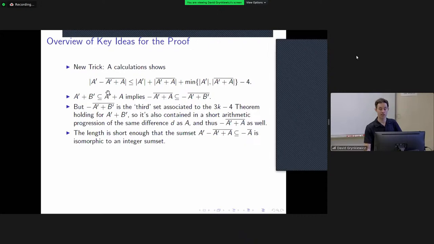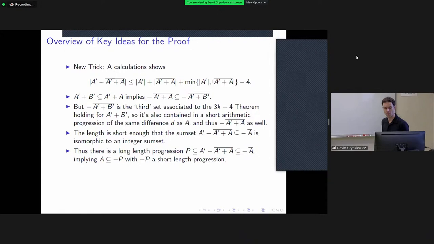And this inclusion here, that's that observation of Vosper from the middle of the last century. This is all contained inside negative A complement. Because if we sort of turned this around, this is A prime plus A, that's the third set for that trio. So what we do, we apply the 3k minus 4 theorem to A prime plus this third set, negative A prime plus A complement. And we use that result of Bardaji and myself, that there's a long length arithmetic progression inside there, inside the integers. So P is contained inside there, and therefore contained inside negative A complement too. This is all via the isomorphisms going on in the background.